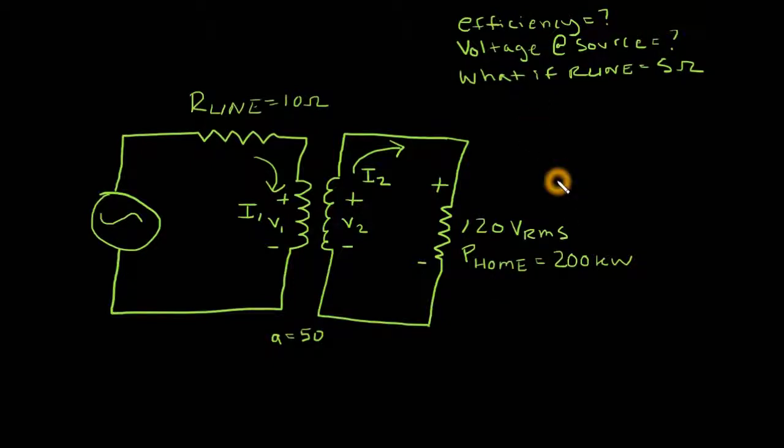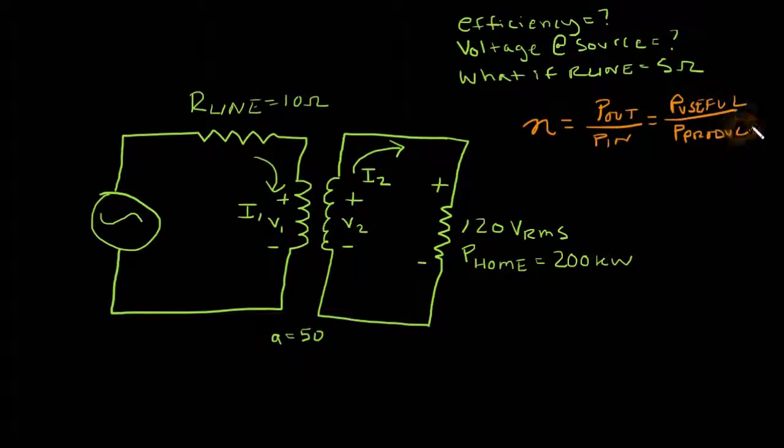So I know that my efficiency equals my power out over my power in, and that also can be written as P useful over P produced. So in this case, my useful power is what's being used at the house here, this 200 kilowatts. The power being used by my home is useful to me.